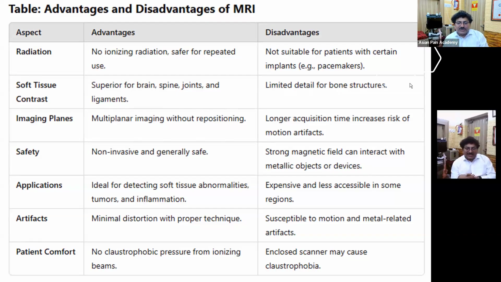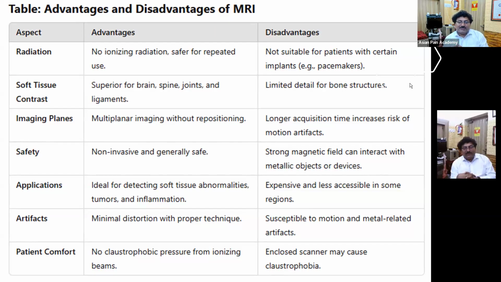Application, it is ideal for soft tissue abnormalities, tumor, inflammation. Artifacts might be there, but with minimal distortion with the proper technique. Patient comfort: here CT scan or the X-ray wins a little over the MRI, because in a number of patients, the patients might have claustrophobia, and it is very difficult for those patients to undergo MRI.